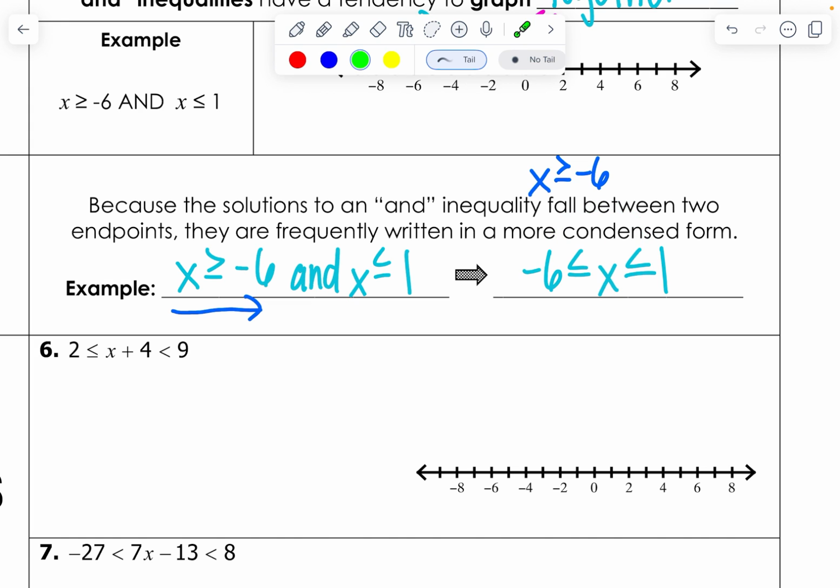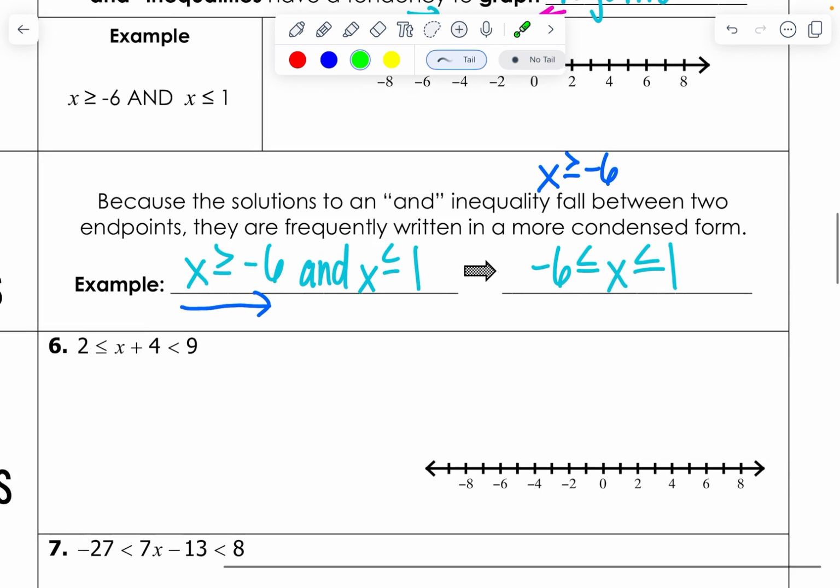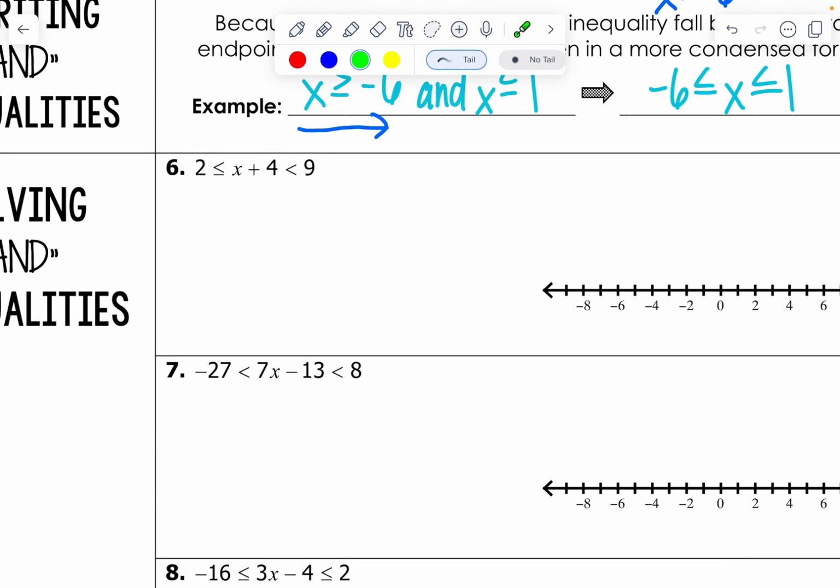So be careful, because typically it's easier if you keep the number that is the lowest value on the left, because you're saying x is between the least and the greatest. Okay, we are going to try two more together and then I'll let you have some independent practice time.